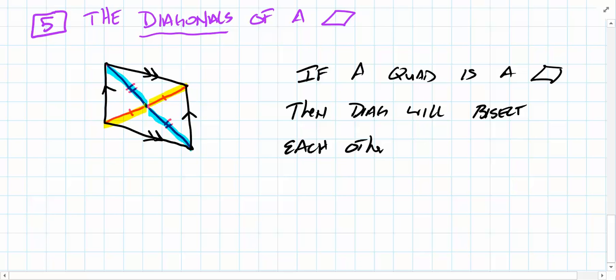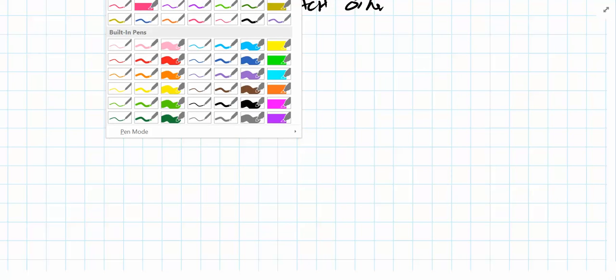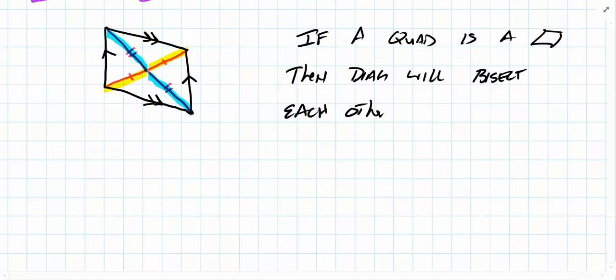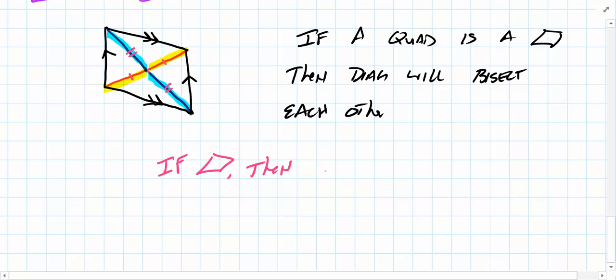So how do we say it in a proof? We say this: if parallelogram, then diagonals bisect each other.